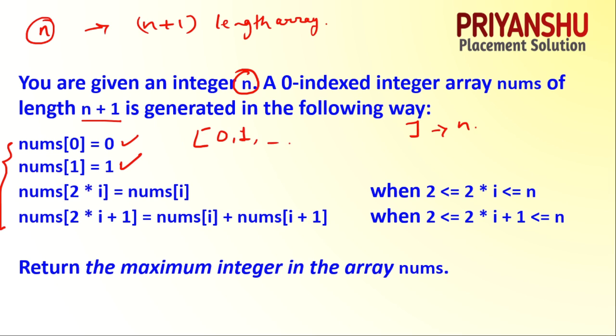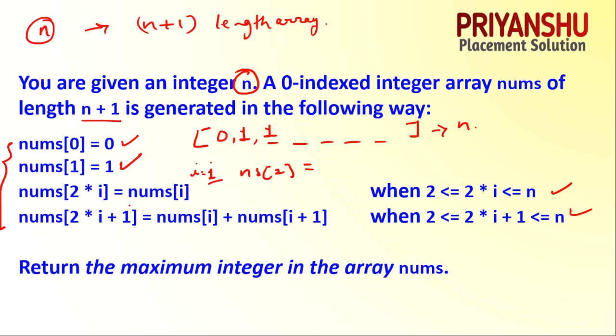Now we need to find the remaining elements, and we can find them with these two methods. The first method is nums of 2 times i equals nums of i. For example, if I put i equal to 1, then nums of 2 equals nums of i, and nums of i is nums of 1, which is 1. So the answer is 1.